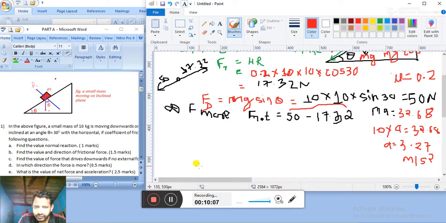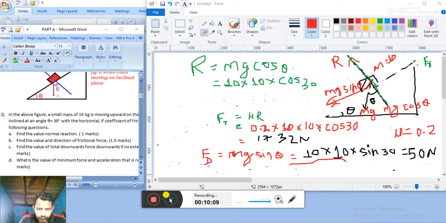Okay, now be ready for the second question. In question number 2 we have the same figure and the angle is also the same, everything is the same. Just here the question says the body is moving upward. So in that case, we do it in the same way. I haven't changed anything.